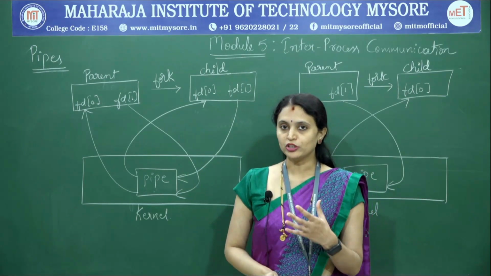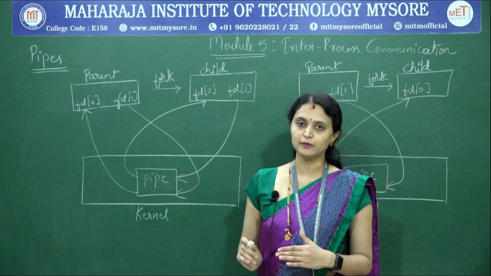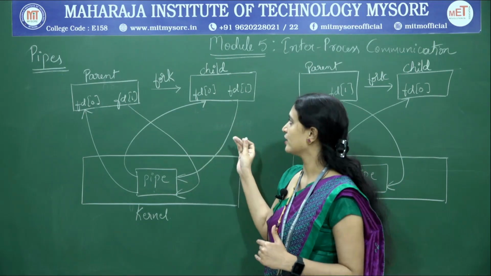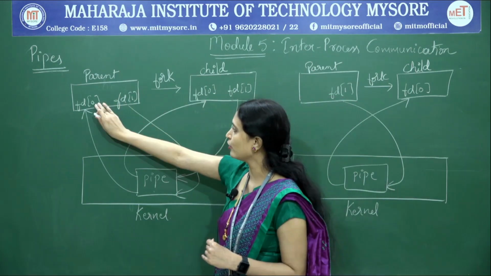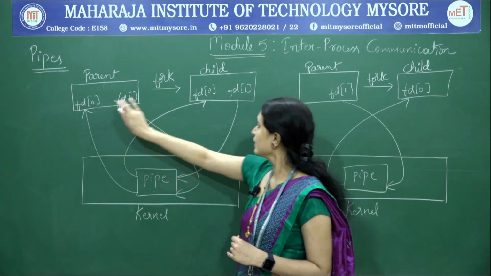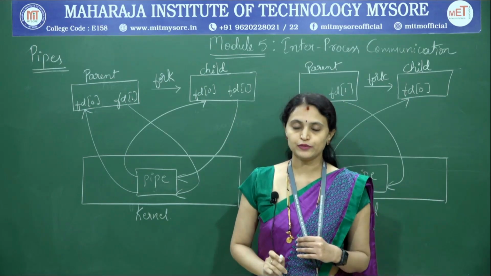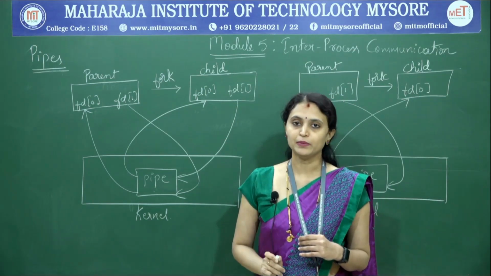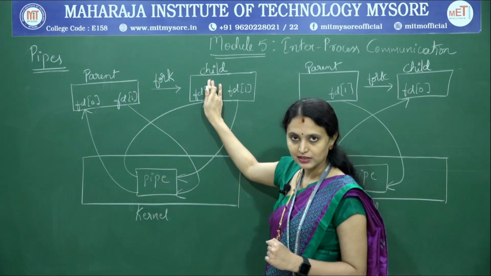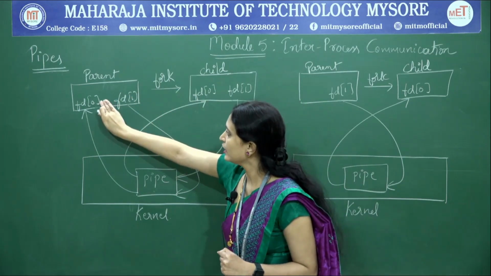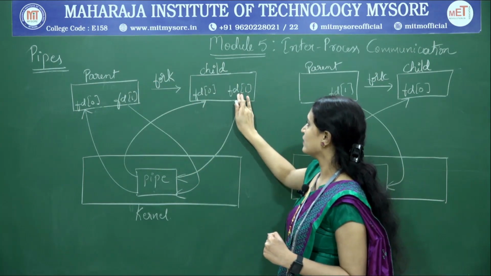Suppose if we want to flow the data, I mean communicate the data from parent to child, that means the pipe should be from parent to child. In that case, we have to close the reading end of the parent process and writing end of the child process. I will repeat once again. If the data has to be flowed in the pipe from parent to the child, in that case, the reading end of the parent process has to be closed and writing end of the child process has to be closed.